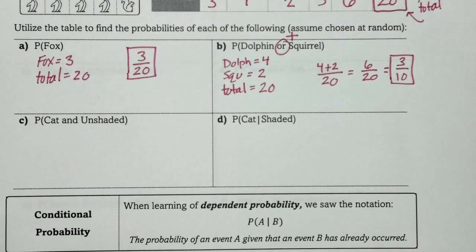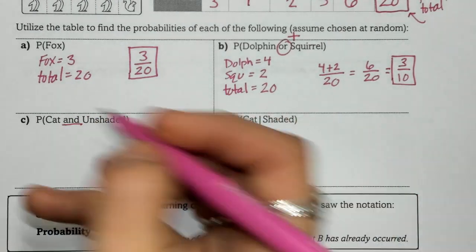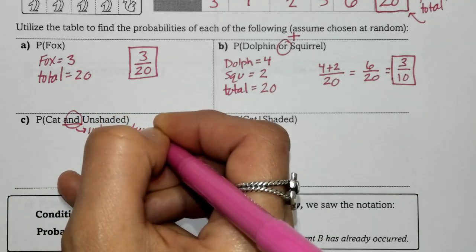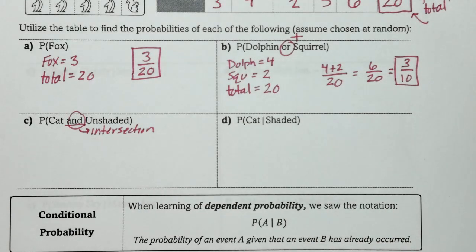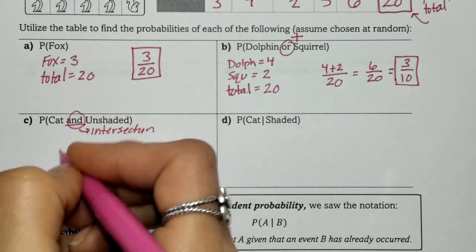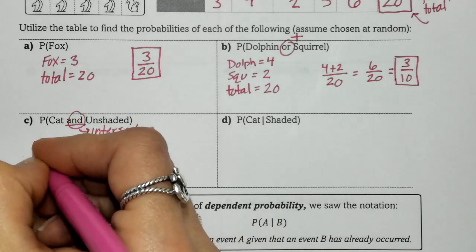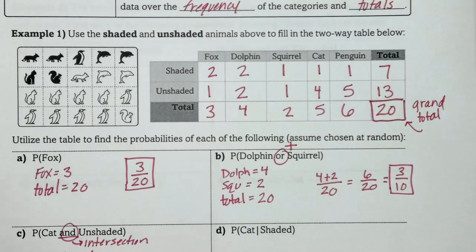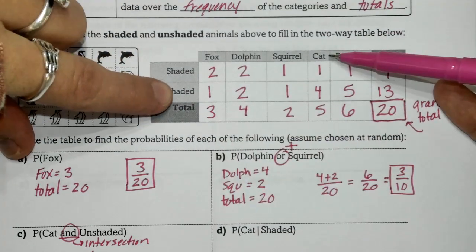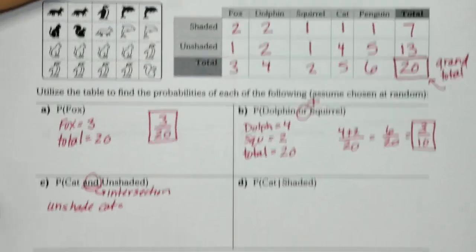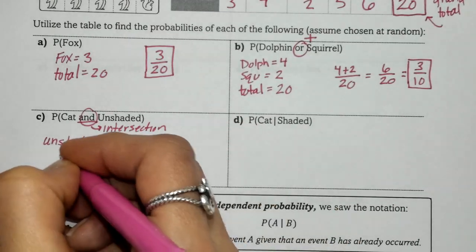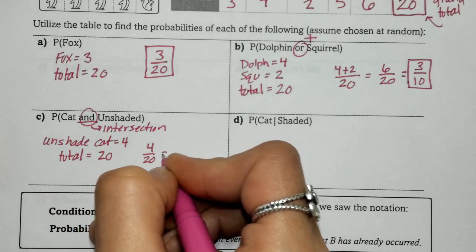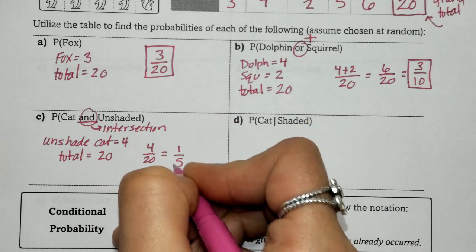Now we're going to look at the word and. This word and right here is going to mean the intersection. So here we've got intersection, and this is where I said earlier we'd be looking at the intersection. Where do these two meet inside that table? So we want to look at cat and unshaded. So we're looking at how many unshaded cats do we have? So we look at our table and we have unshaded and cat. Where do they intersect? Here at 4. So we write this is 4, out of our total, which is that 20. So we get 4 out of 20, reduced down to 1/5.